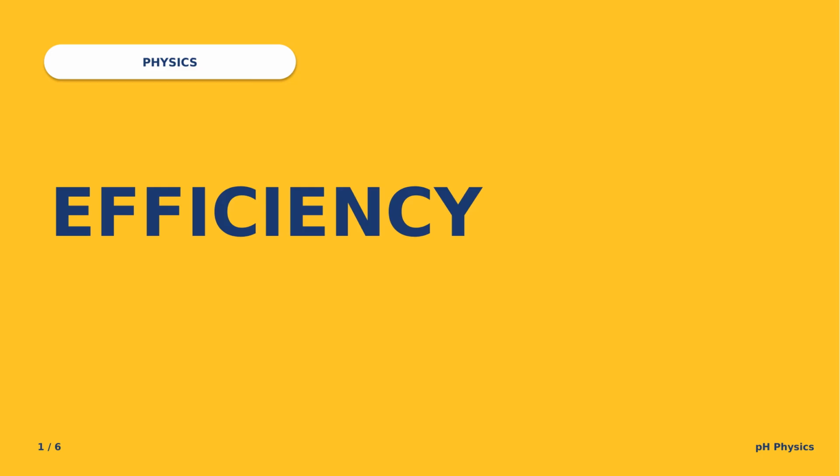Today's explainer is efficiency, useful output divided by total input. By the end of this video, you'll know the formula, why nothing is 100% efficient, and where the wasted energy goes.